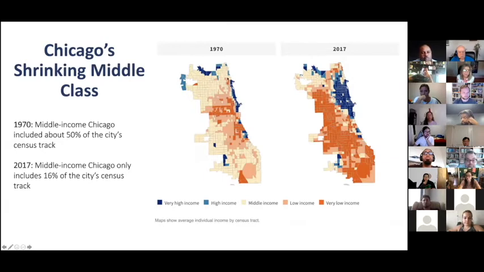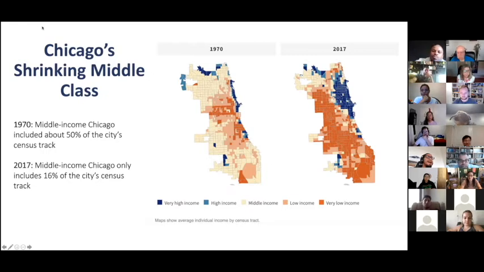About 50% of the city's census tracts were what we would consider middle income. My family was probably living somewhere in here in a low income area at the time. But 50% of the census tracts were considered middle income. Now let's take a look to a more recent map in 2017 and what's happened to the middle class. What are you guys noticing? It just became all red. There's not enough middle class people.